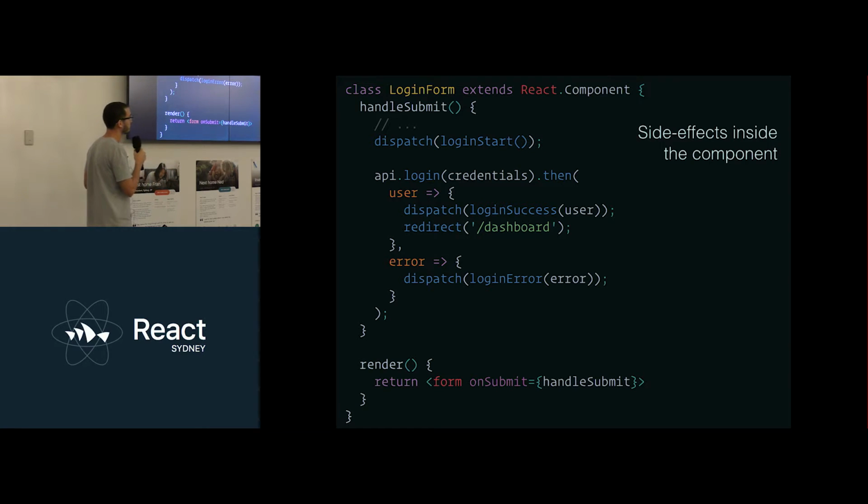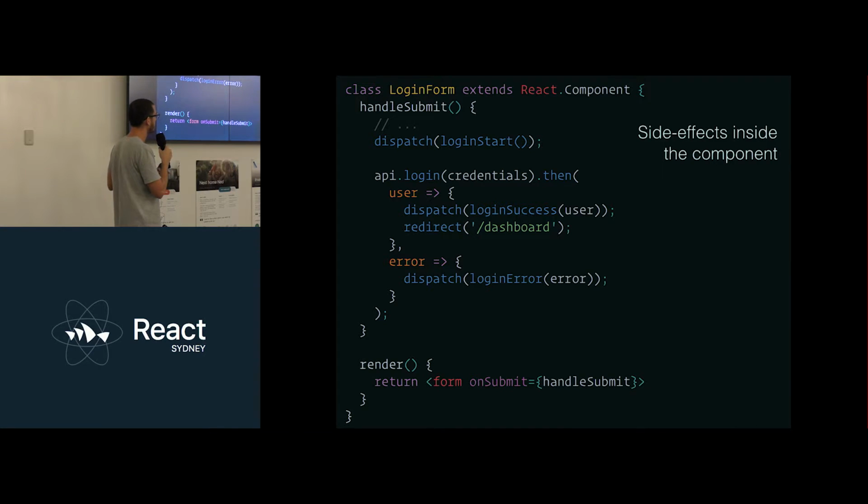This is a common example of how side effects are managed in React applications, especially with Redux, of course. So here we have a basic login form component. Whenever it's submitted, we get its values, and we dispatch a login start action. Then we do a network call. If it returns successfully, we redirect the user to the dashboard. Otherwise, we display an error. Very basic.